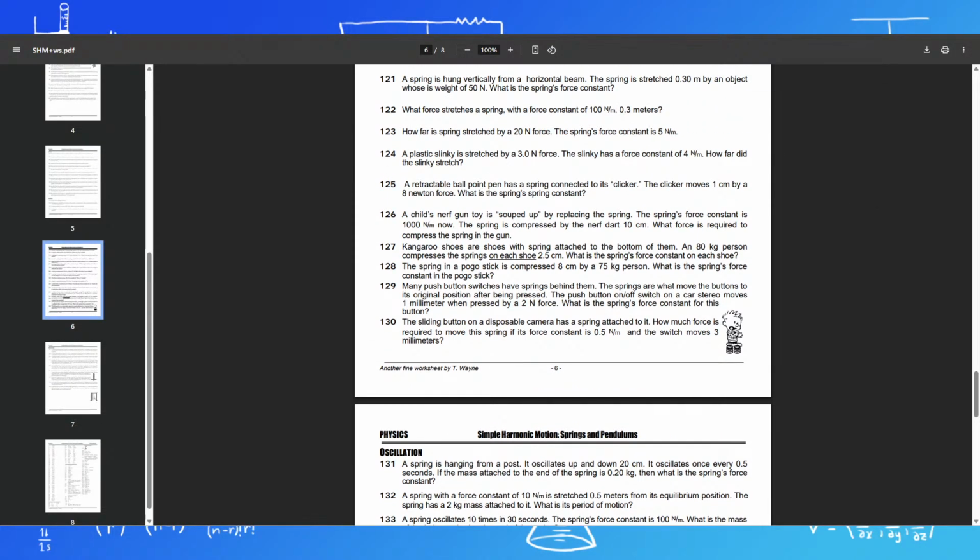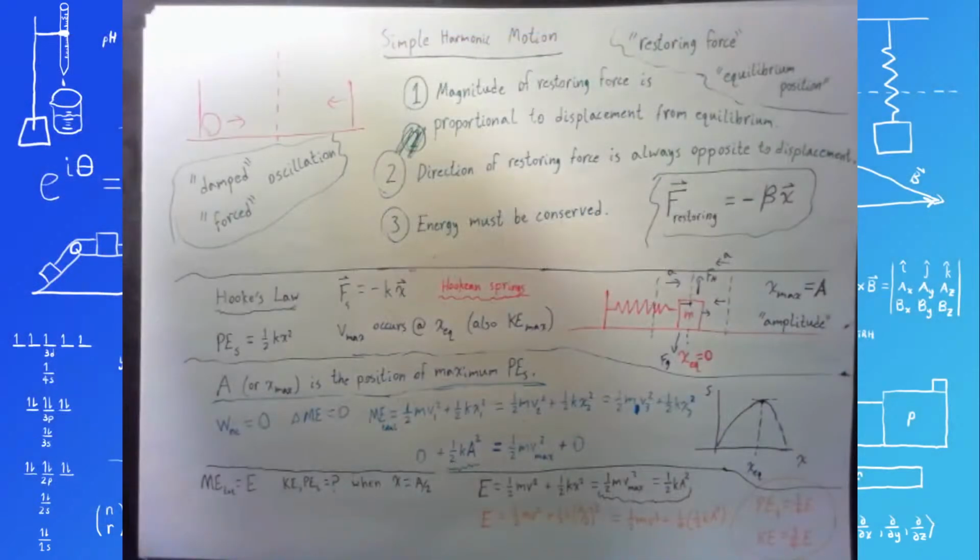Anyway, back to my document camera. So we just answered part A of this question. Part B says, for what value of the displacement does the kinetic energy equal the potential energy?